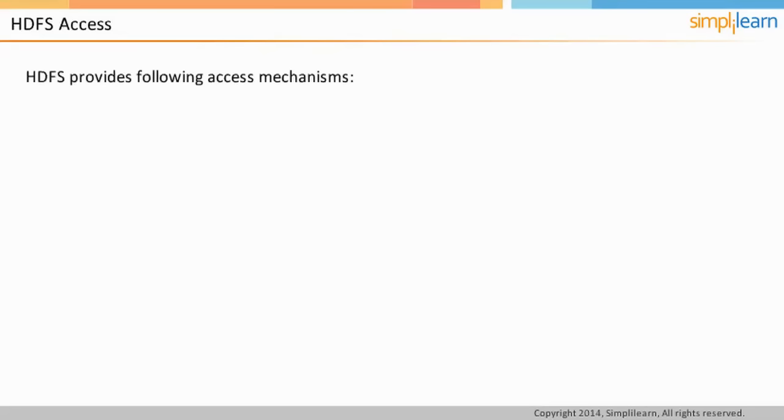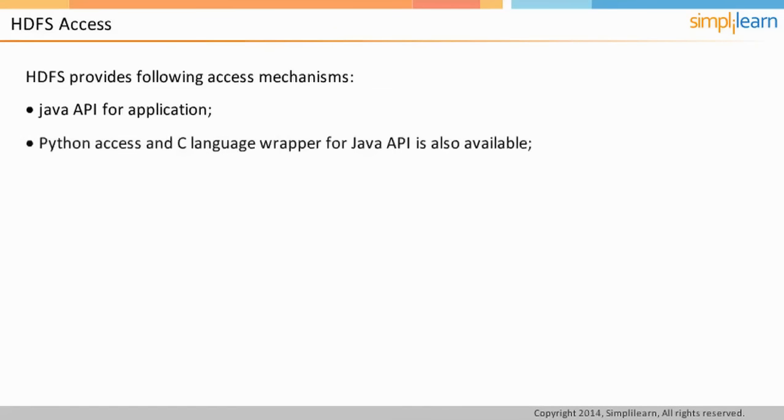HDFS provides various access mechanisms. We can use a Java API for applications. There is also a Python and C language wrapper for non-Java applications. We can also utilize Web GUI through an HTTP browser. An FS shell is available for executing commands on HDFS. In the next screen, we will discuss a business scenario related to HDFS.